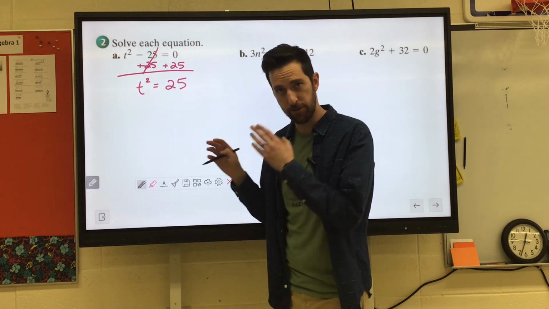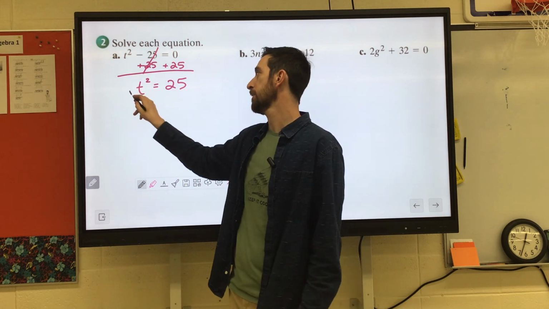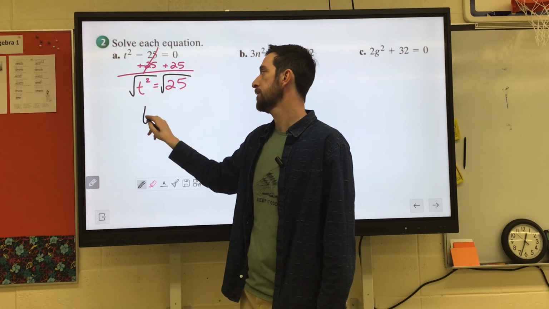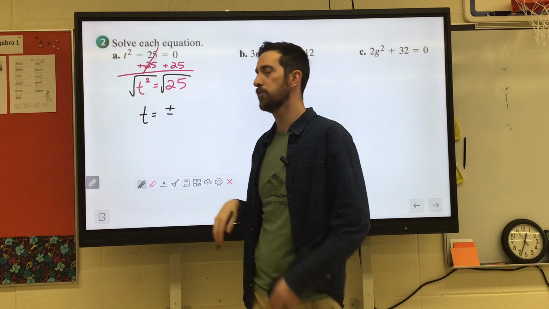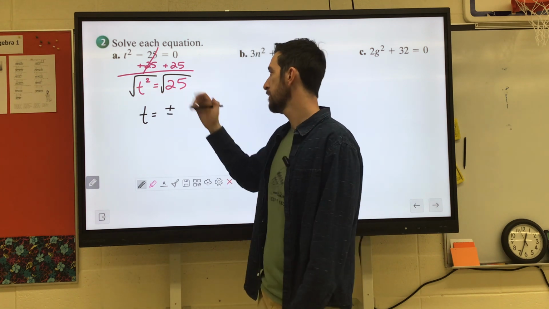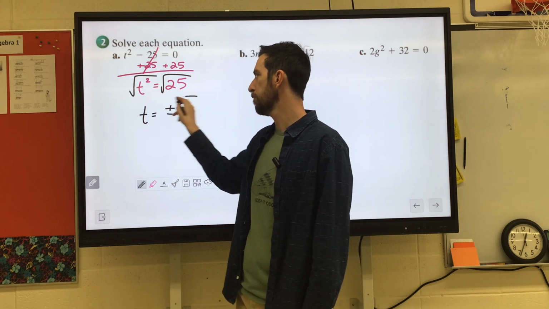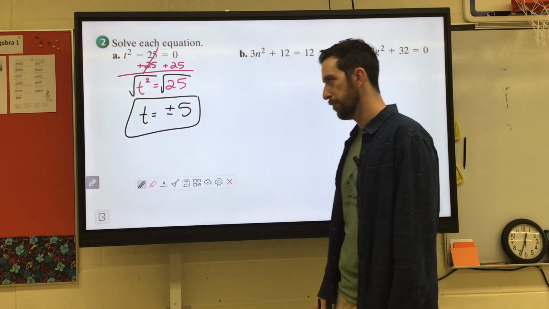We cancel out the square by square rooting both sides. T equals plus or minus, because we have to include the positive and negative. Square root of 25 is 5. So positive 5 or negative 5.